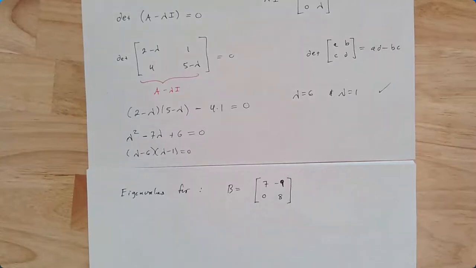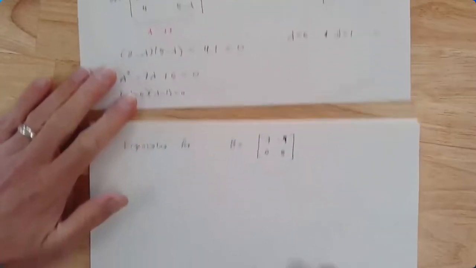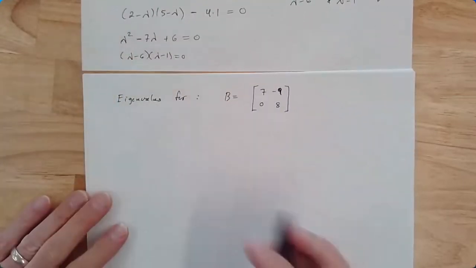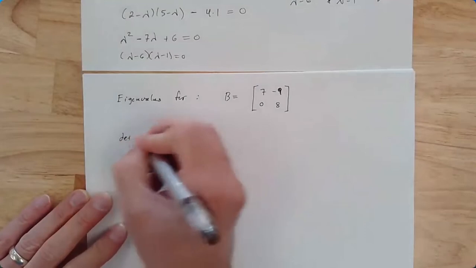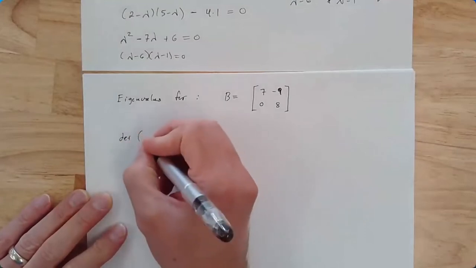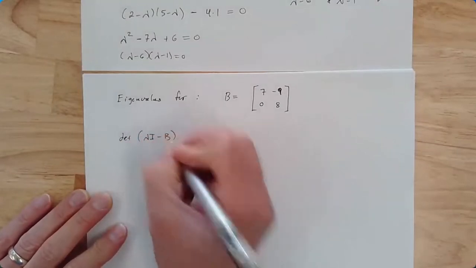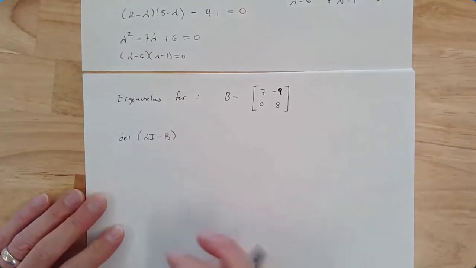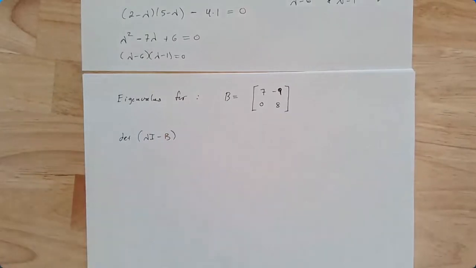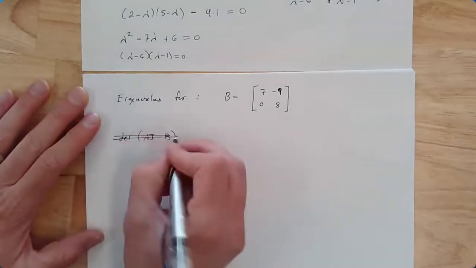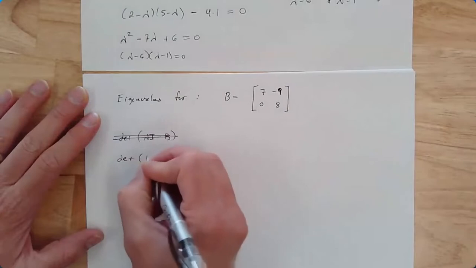So I will mention, you don't actually have to multiply this one out, because it's already kind of factored. Let's take a look. So if I do the determinant of lambda I minus b, or sorry, I got that backwards. But I did write it. Technically, you can do it either way, lambda I minus b or b minus lambda I.